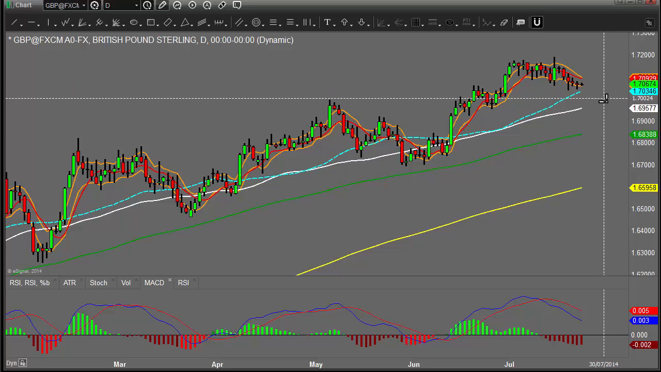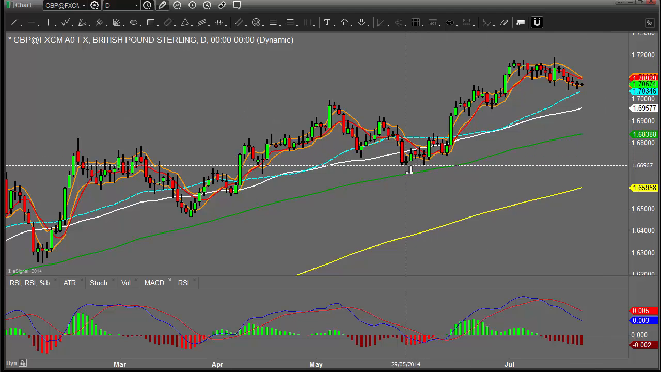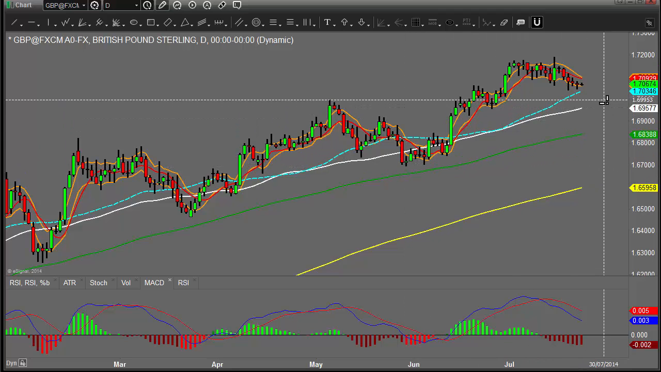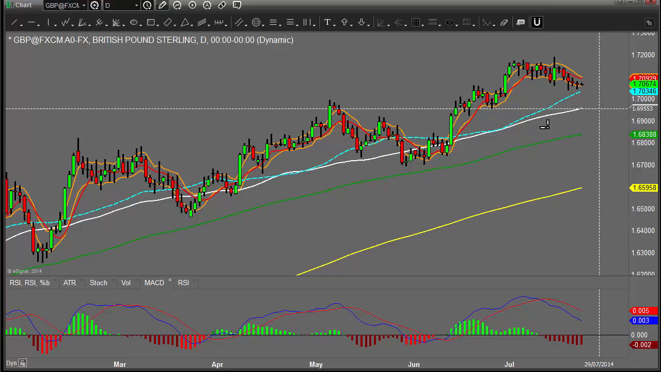Just below the 34 is the 38% retrace from the previous lows here, so that would give us a decent move down to that point. But when you start breaking into that level, you're more than likely to run down to the 50.